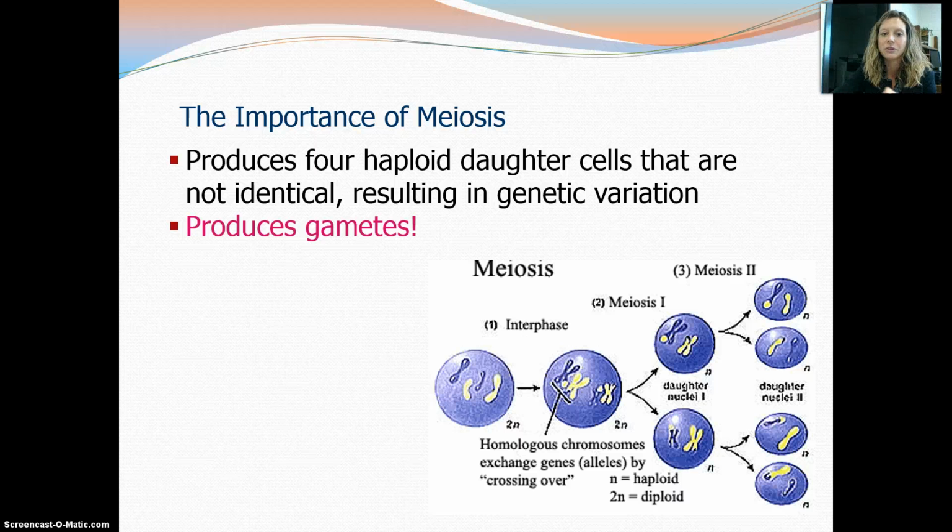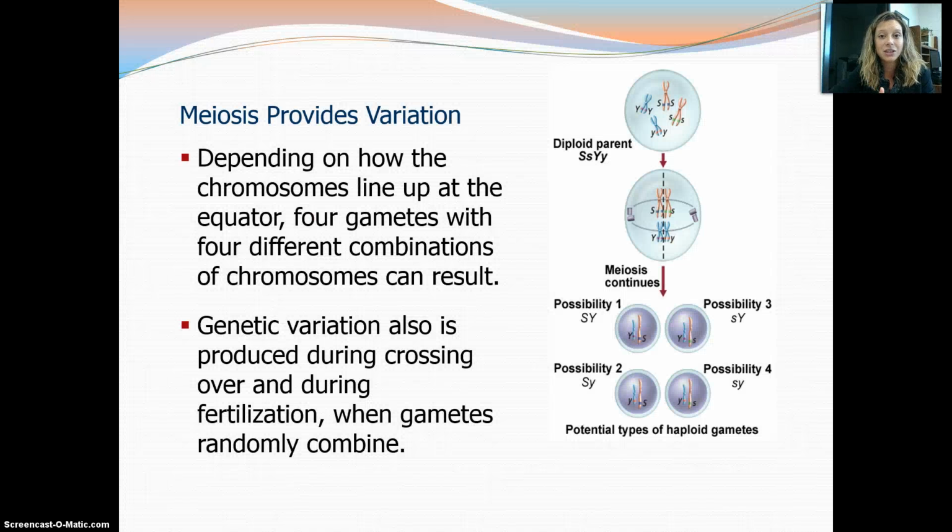Okay, so again, let's review. The importance of meiosis: it produces 4 haploid daughter cells that are not identical, which results in genetic variation. Remember, we have that crossing over, that exchange of genetic segments that produces genetic variation. This is the point of meiosis, and I need you to make sure that you know this: it is to produce gametes. The point of meiosis is to make sex cells. Sex cells are unique, so they have to have a whole separate process to make them.